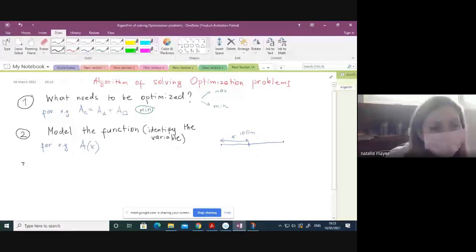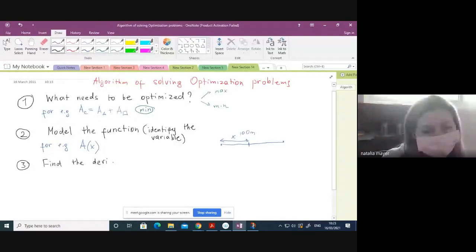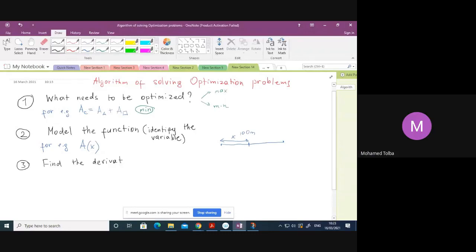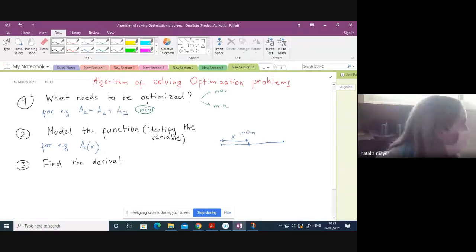Find the derivative and its zeros. And why are you not taking notes? That's my question. Oh, okay. So find the derivative and its zeros.